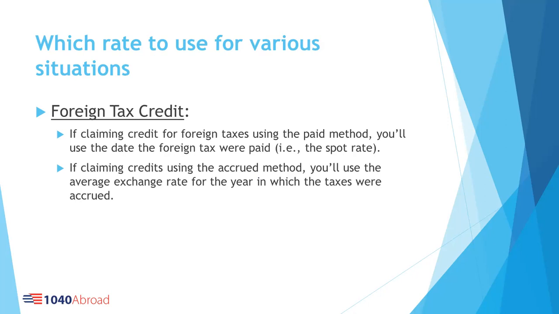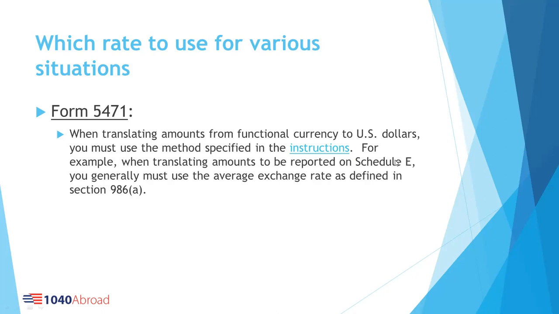Right, and this has implications when it comes to exchange rates. If you are using the paid method, you will be using the spot rate on the date of every payment. If you are using the accrued method, you will use the average exchange rate of the year. As a side note, if you use the accrued method, you cannot switch back to the paid method. So if you use the accrued method, you have to keep on using it in every subsequent year, which makes sense because, again, it's the easier method to implement. Form 5471 has its own set of rules. Generally speaking, the average exchange rate is used.